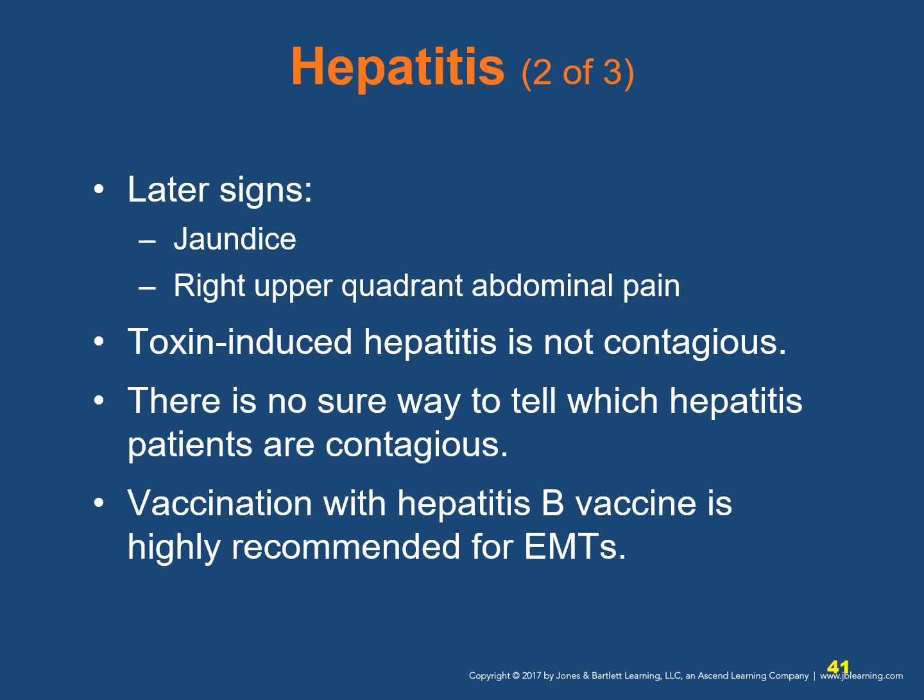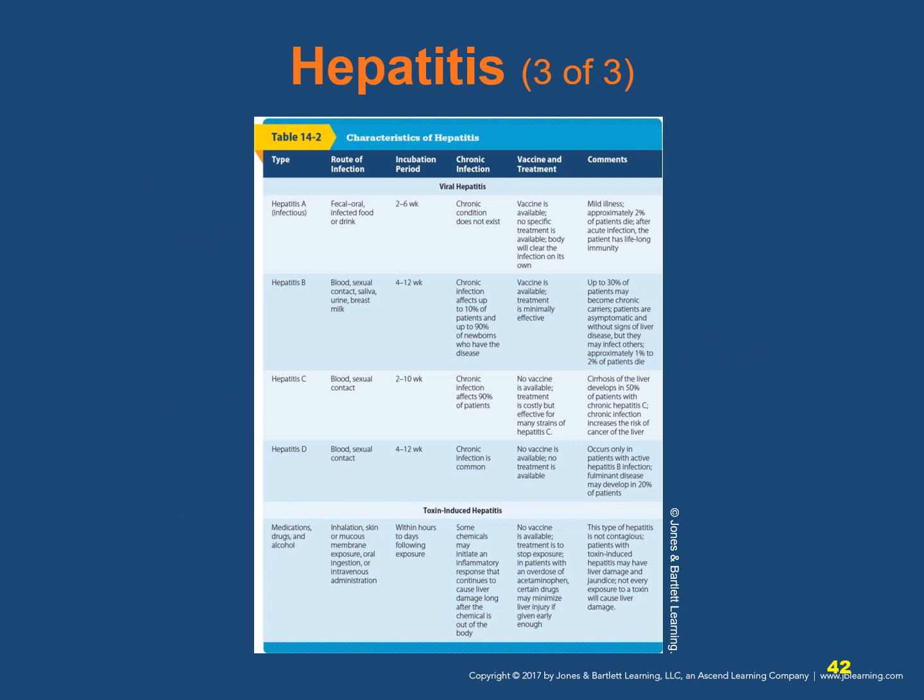Hepatitis A is transmitted orally through oral or fecal contamination. Hepatitis B is far more contagious than HIV. Vaccination with hepatitis B vaccine is highly recommended for EMTs. This table shows the characteristics of different types of hepatitis.